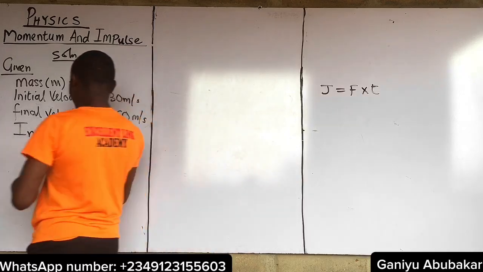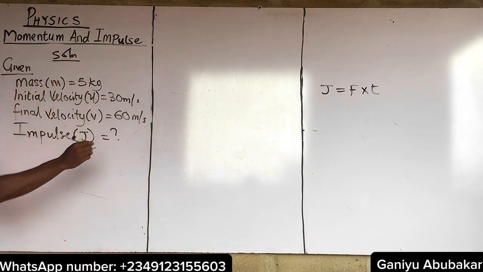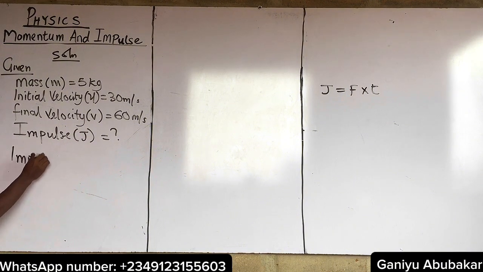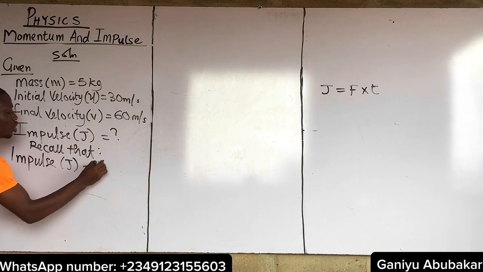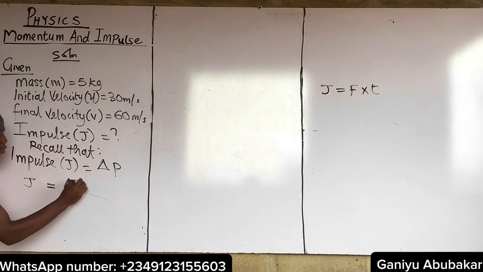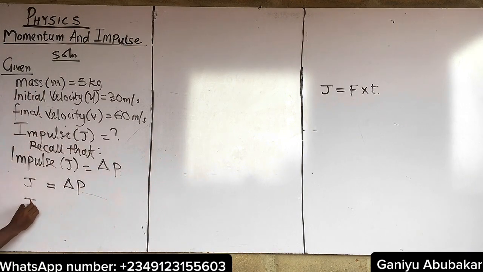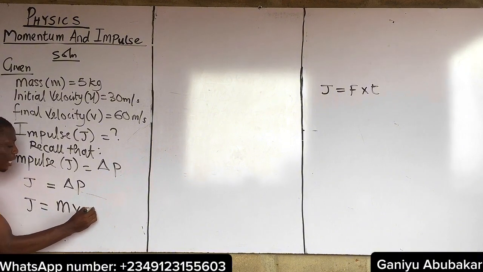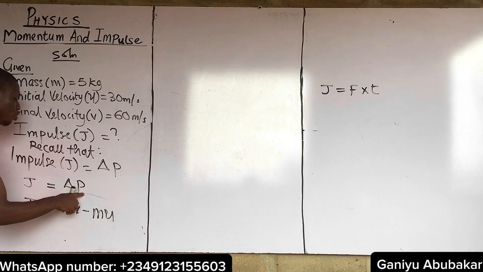Observe the difference between momentum and impulse. Recall that I said impulse J is equal to what? Change in momentum. True or false? True. So impulse J is equal to change in momentum. When I express change in momentum, I said J is equal to mv minus mu. True or false? True. So the expression of change in momentum is what?